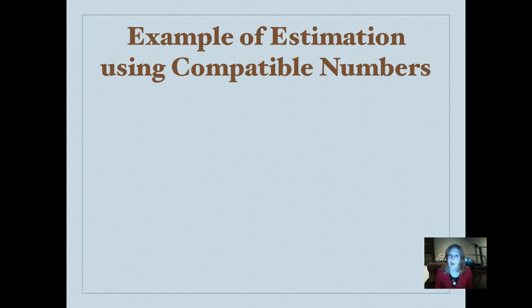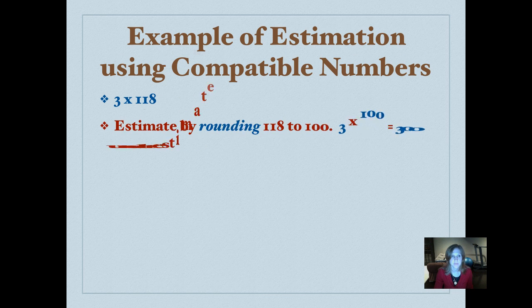Now here's an example of how we use compatible numbers to estimate. It's a little bit different than rounding to the greatest place value position. Let me start off by just reviewing what we do when we actually round to the greatest place value position. If we're estimating the number 3 times 118, that's our basic expression that we're working with right now. If we round 118 to 100, well, that's pretty easy to work. 3 times 100 equals 300. We know that's an underestimate because we rounded 118 down to 100.